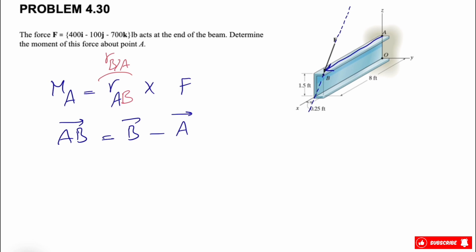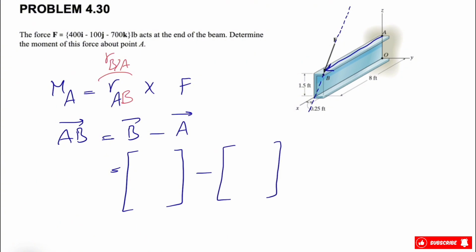So let's find the coordinates of each of them. We can show it like that, with the first row I, second row J, and the third row K. And we can do the same thing for A. Let's start with B first.